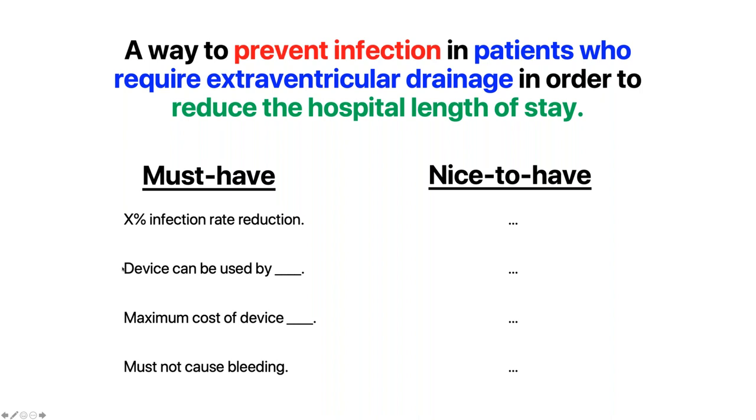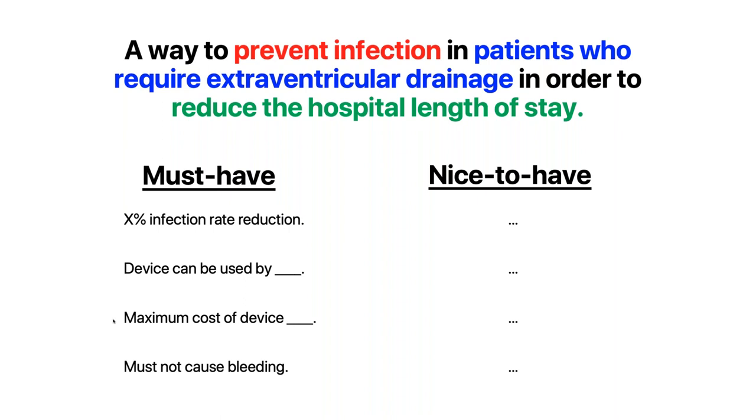You're always going to have a must-have that is going to be usability. So that might mean it can be used by a provider with X amount of training. It can be used by someone that doesn't have access to a certain type of equipment. But you're always going to have some sort of usability parameter. You're always going to have something that's framing the cost of the device.